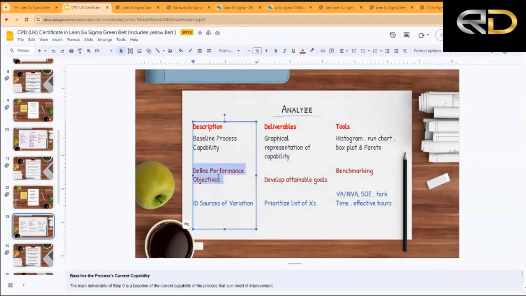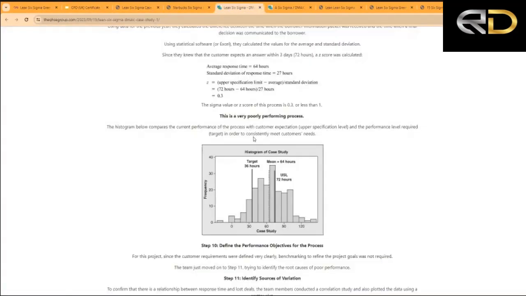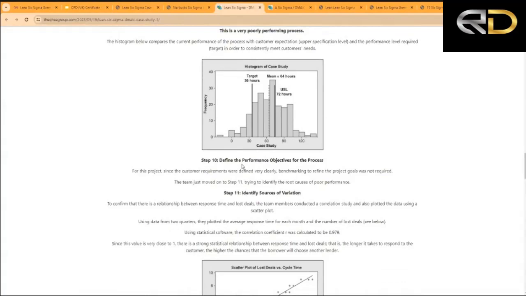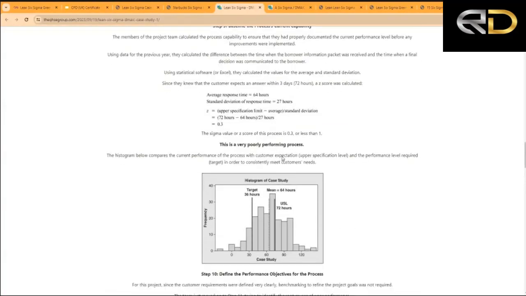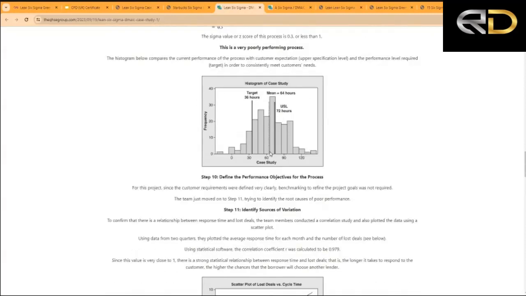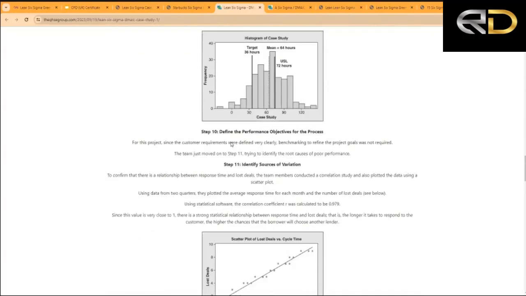We need to develop attainable goals. Now, how good do you want it to be? So the first one, the process is 0.3. It's making 900,000 mistakes per million opportunities. How good do you want it to be?